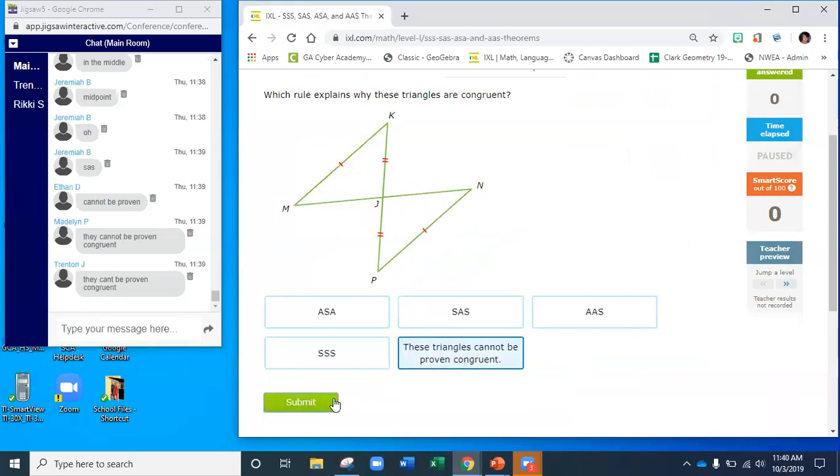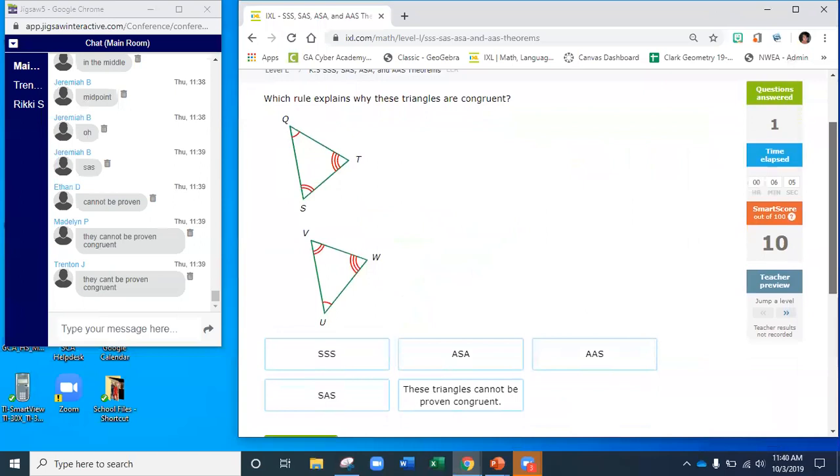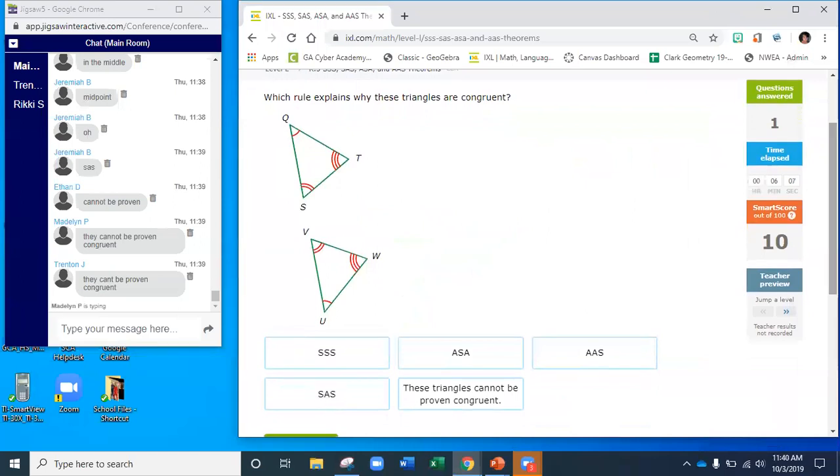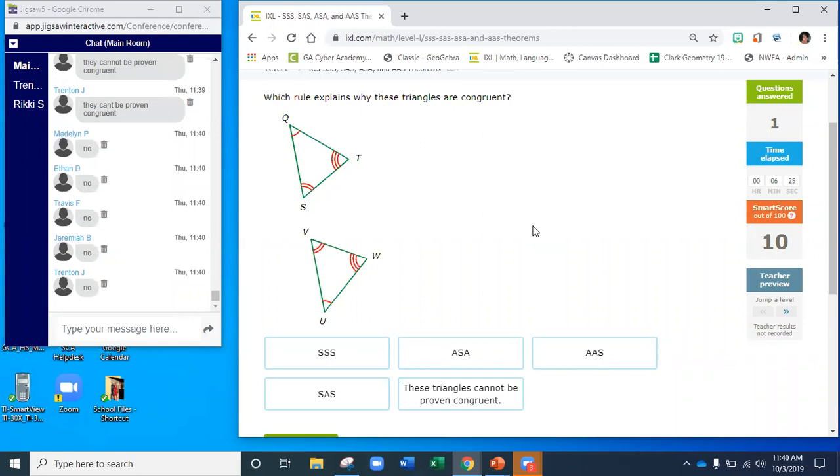So let's try this. There we go. All right. Now this one's going to get you guys every time. And we did this in class on Tuesday. We did it in class last week. We have three congruent angles here. Do we have a rule that's called angle, angle, angle? Do we have a theorem like that? No. Do three congruent angles make two congruent triangles?